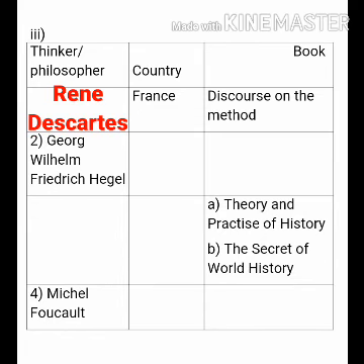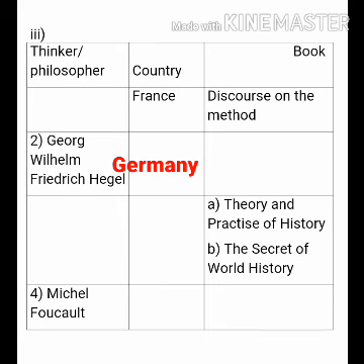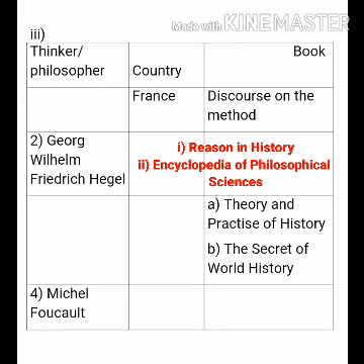Now second one. In the second one, the philosopher's name is given: George Wilhelm Friedrich Hegel. Now George Wilhelm Friedrich Hegel belongs to Germany. So write down the country name, Germany. And the book written by him is Reason in History. And one more book, Encyclopedia of Philosophical Science.